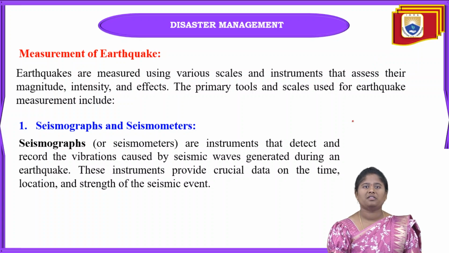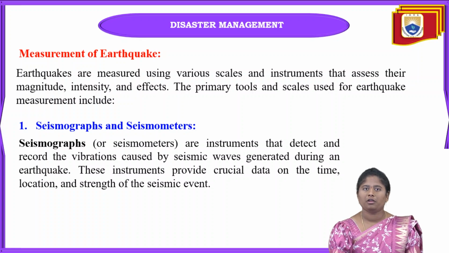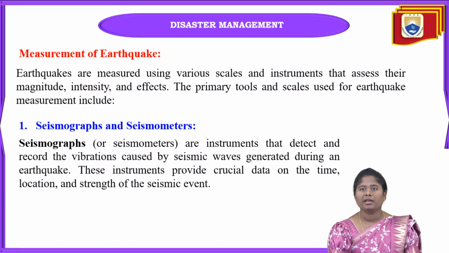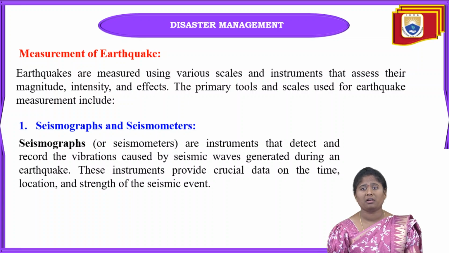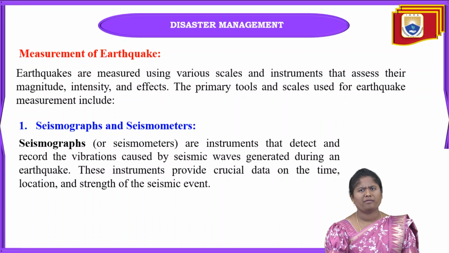The first one is seismographs and seismometers. What are seismographs and seismometers? Mainly, seismometers are the instruments that detect and record the vibrations of the seismic waves, which are generated during an earthquake. It is nothing but the instrument that detects and records the earthquake. If any earthquake occurs in that area, these seismometers automatically note down the magnitude and the intensity at which it occurred. The effect it will not know, but magnitude and intensity we can see in the seismometers.